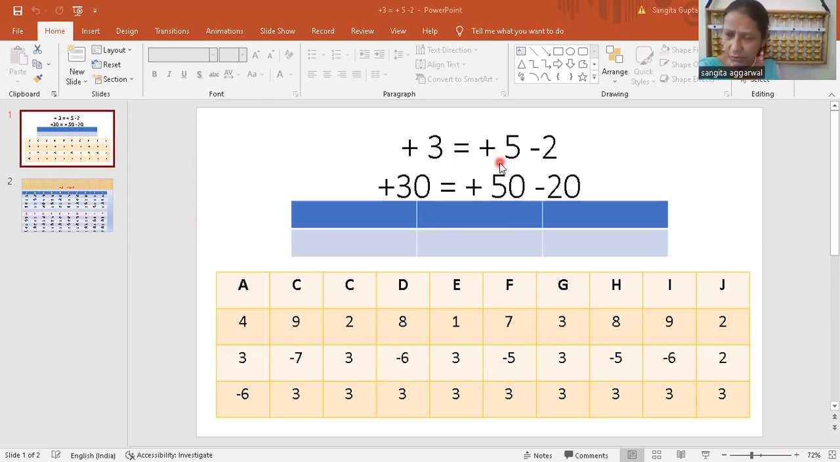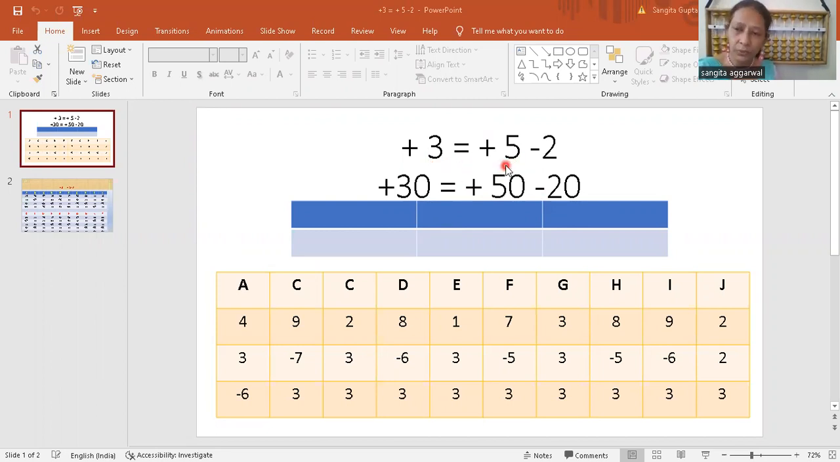On the one side, you will use this formula, and if you put a 0 with 3, 3 will become 30, 5 will become 50, 2 will become 20. Add 30 is equal to add 50 minus 20. This formula you will use on your tens rod. Like this, the basic formula is add 3 is equal to add 5 minus 2.